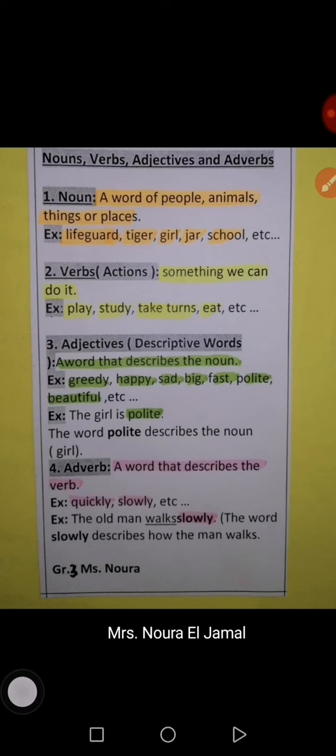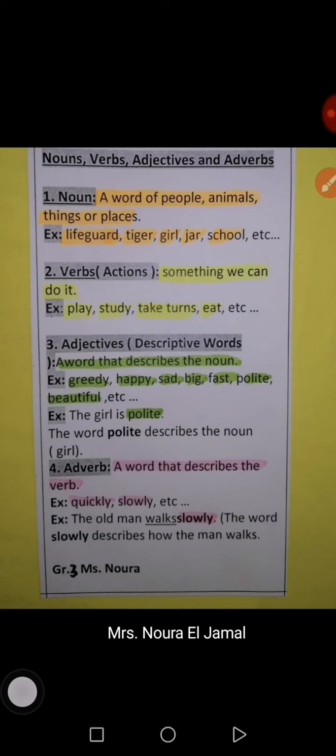Number 2, verbs. Verbs mean actions, something we can do, like play, study, take turns, eat, drink. Adjectives are descriptive words, like greedy, happy, sad, big, fast. What's the meaning of adjective? It's a word that describes the noun. Like, the girl is polite. Polite here is an adjective because it describes the noun girl.